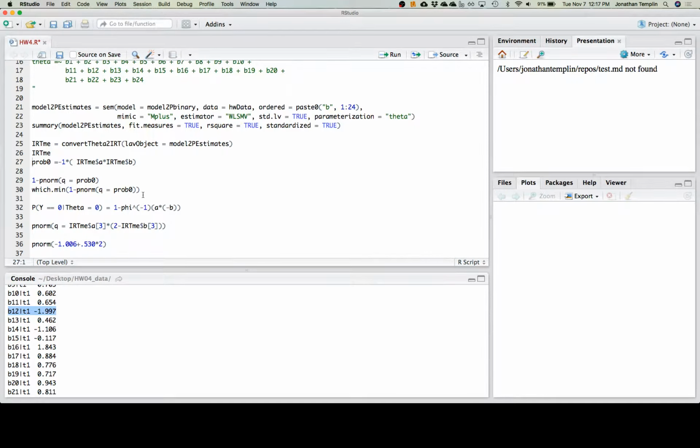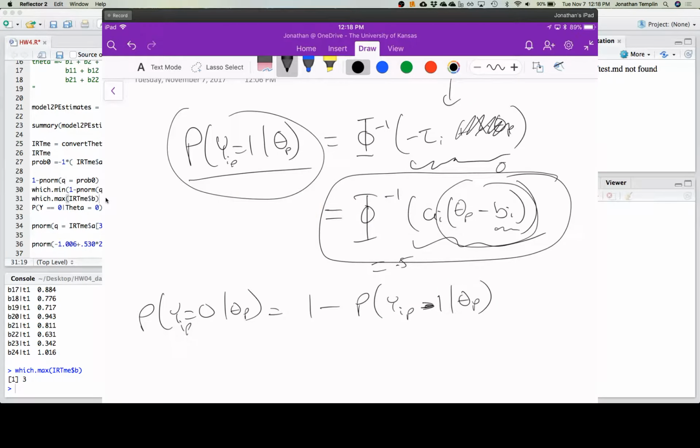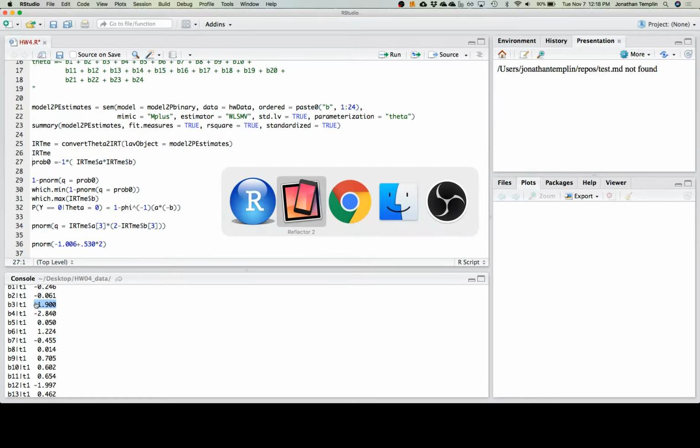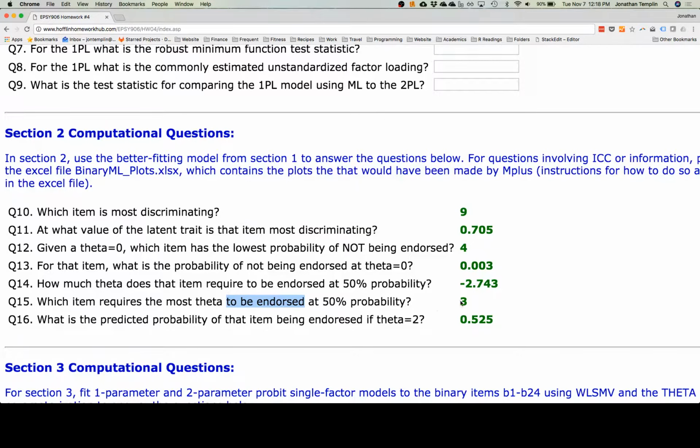So if we wanted to figure out the one with the biggest difficulty, we could do which.max of b. It's item 3. Item 3 should be the answer. And if we look at what item 3 gives us, item 3 gives us a value of 1.9 for its difficulty. So it needs a theta of 1.9 to give you a 50% probability. And that is correct. But I'm still going to give it to you.